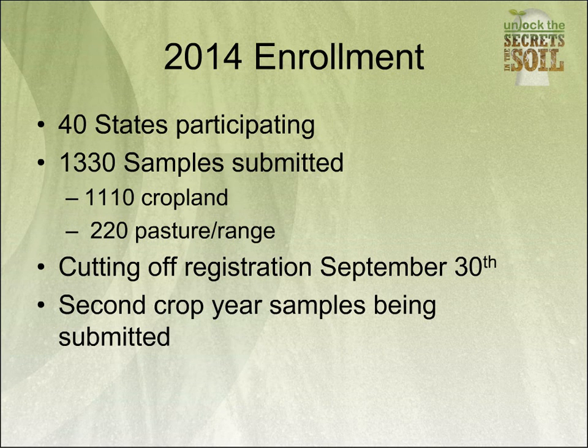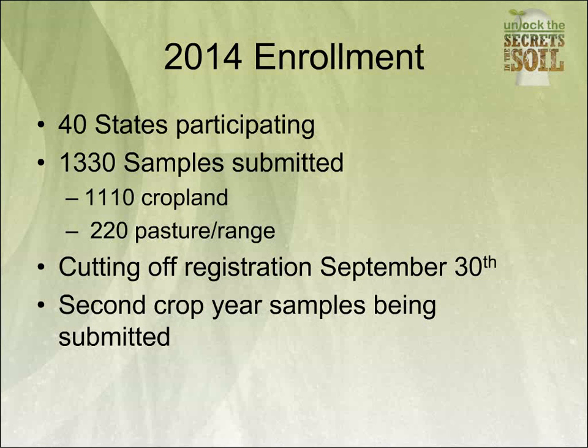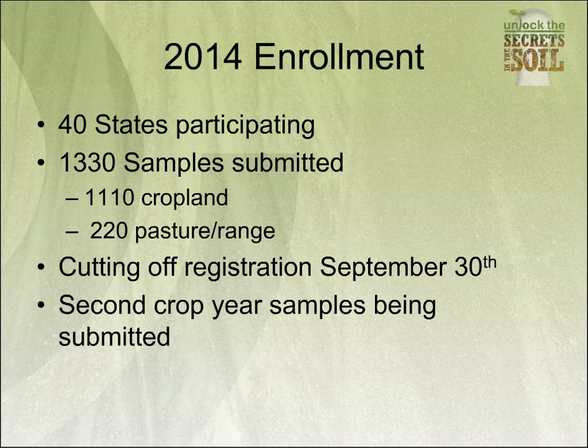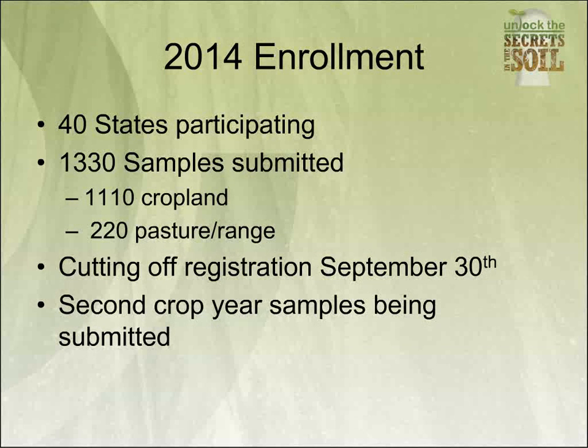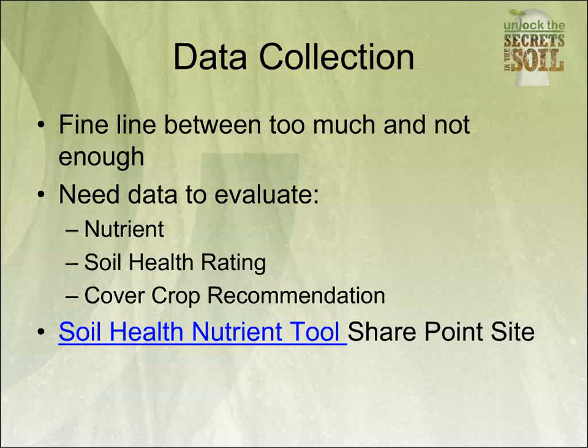I'll show you what we're gathering in a second, but right now there are 40 states participating. This is voluntary, so there were a few states that didn't take part due to logistics, such as Hawaii. You can't send soil from Hawaii to Texas very easily. But anyway, we got 1,330 samples. You can see the breakdown, about 1,100 for cropland and a couple hundred for pasture. And as we speak, samples for the 2015 cropping season are being sent in for evaluation.